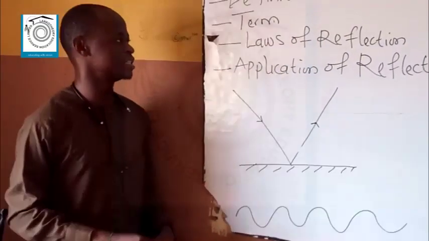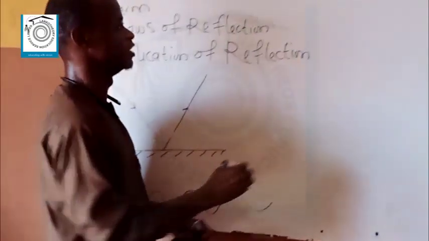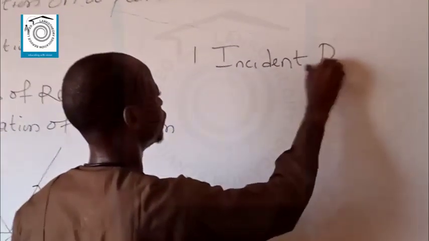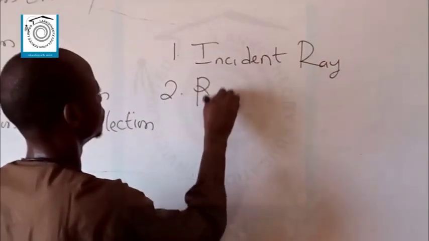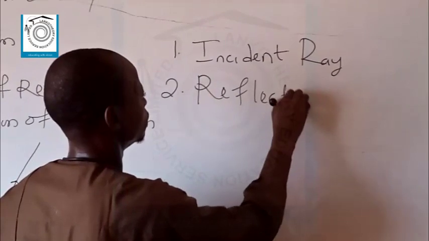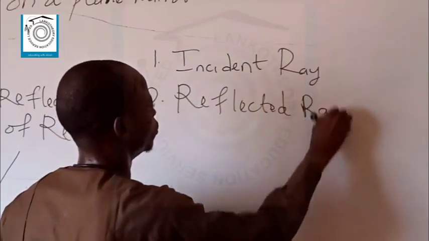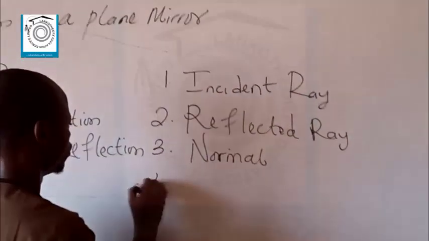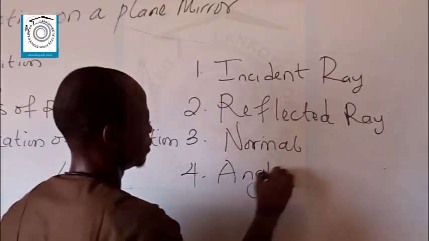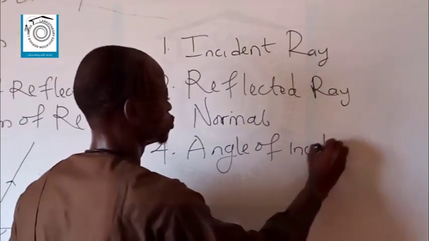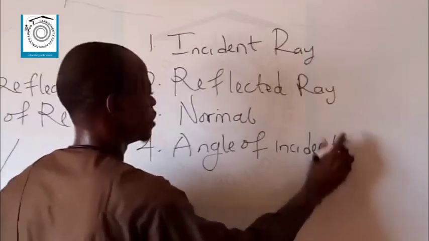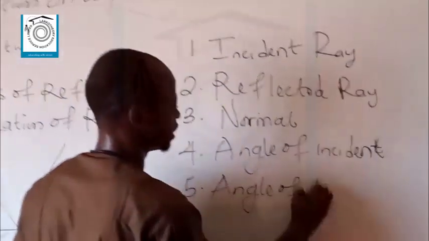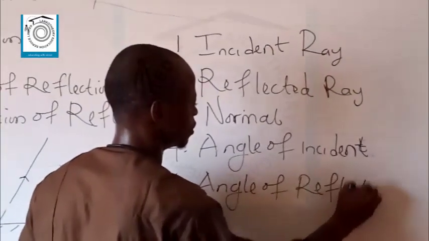The terms used in reflections: one, we have the incident ray. Two, we have the reflected ray. Three, we have the normal. And take note, the normal is not a ray. Four, we have the angle of incidence, which you can also call the incident angle. Five, we have the angle of reflection, which can also be called the reflected angle.